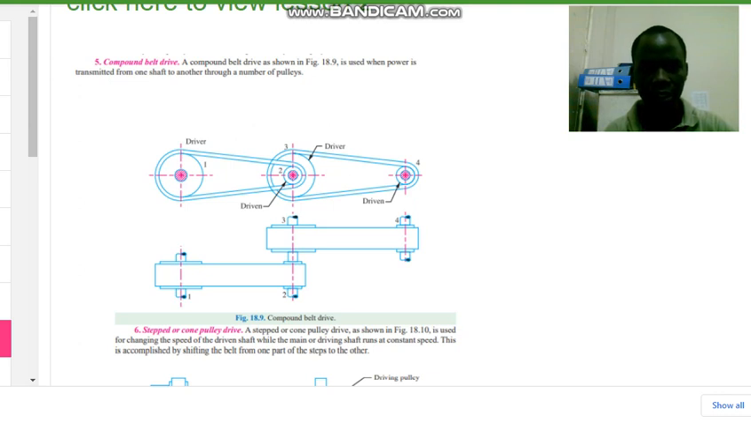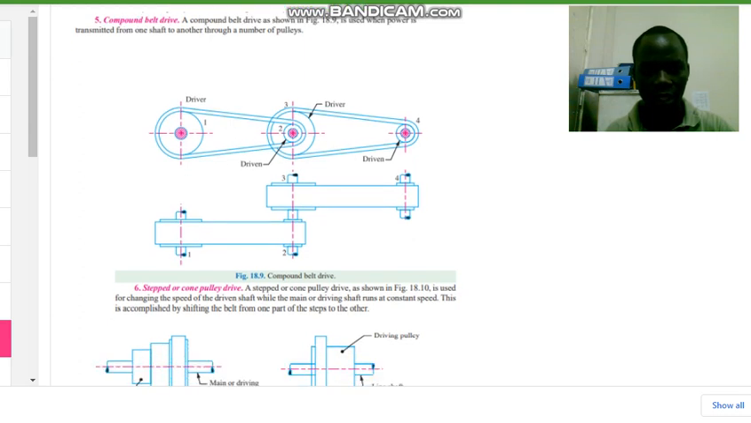So as you can see, we have the driver, which is pulley number 1, and the driven, a small pulley, number 2. From this small pulley number 2 is also attached another pulley 3, which is bigger, which drives the fourth pulley, the driven. So this is what is called the compound belt drive.